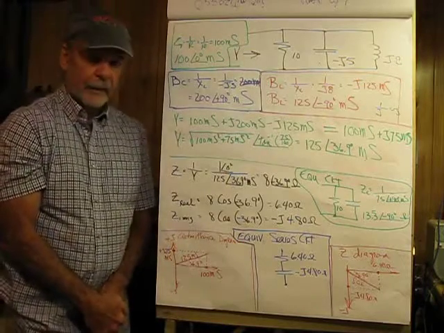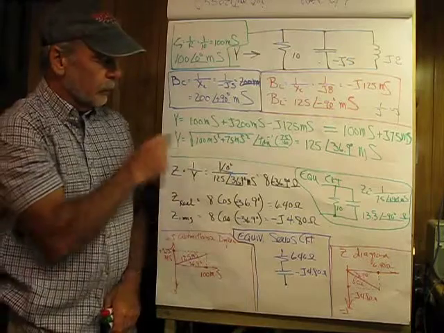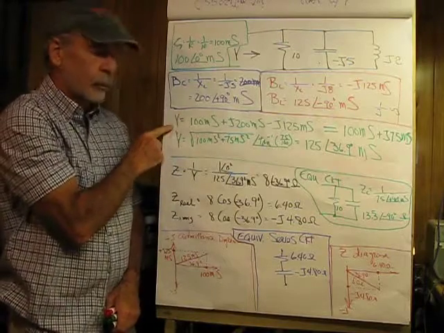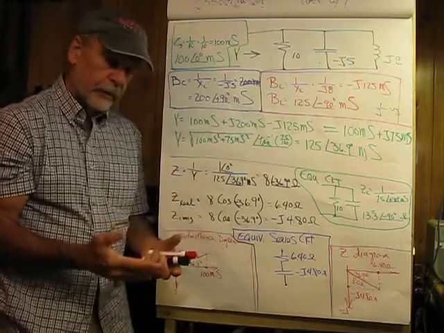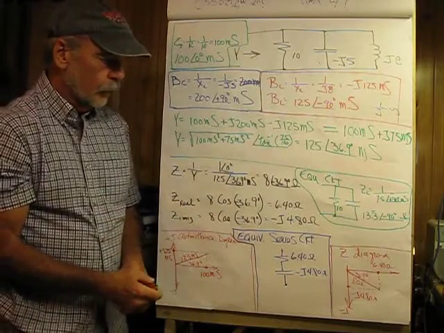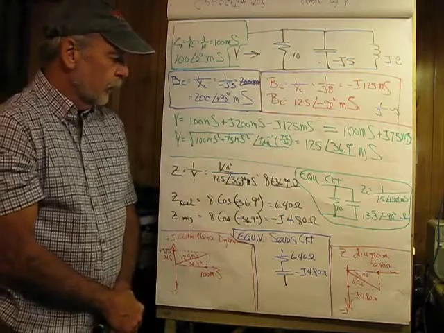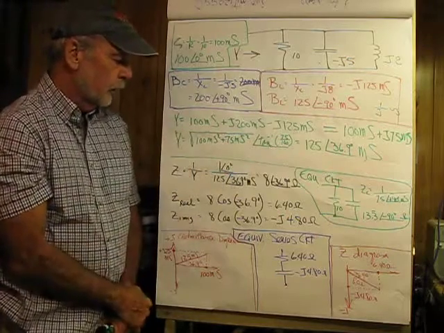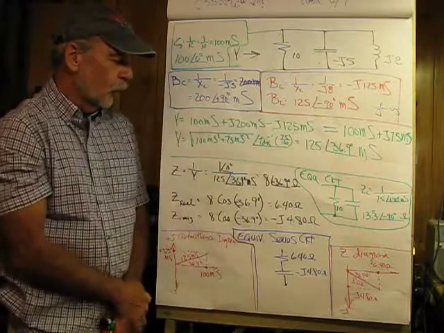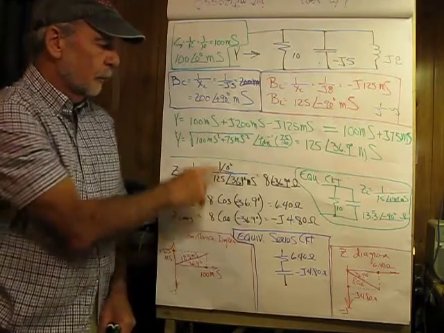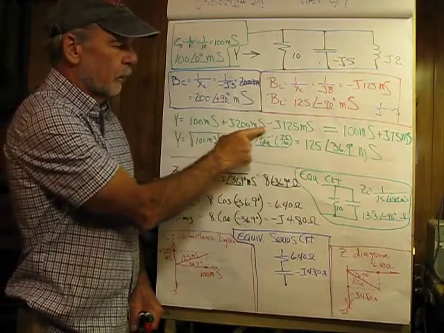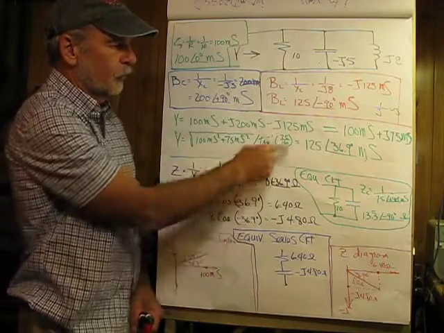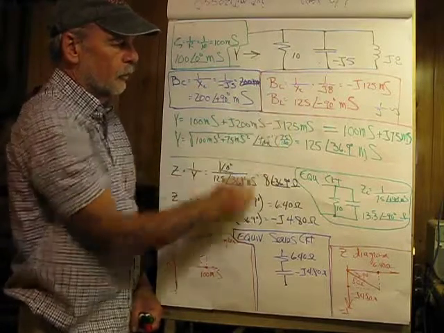Now we're ready to get down to business here. So we're going to write our equation. We want to find the total admittance, and then we want to eventually convert that into an impedance and see what we end up with. So we'll start out with the real part. The admittance is equal to 100 millisiemens plus J 200 millisiemens, which comes from this guy, minus J 125 millisiemens, which comes from this guy.